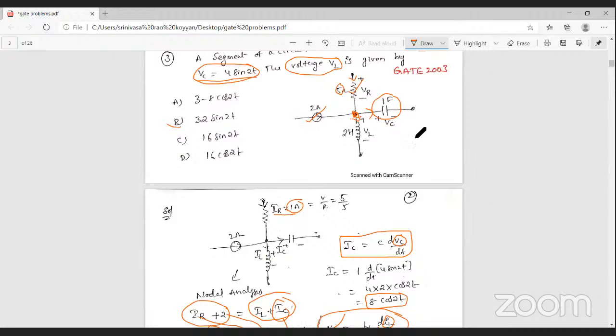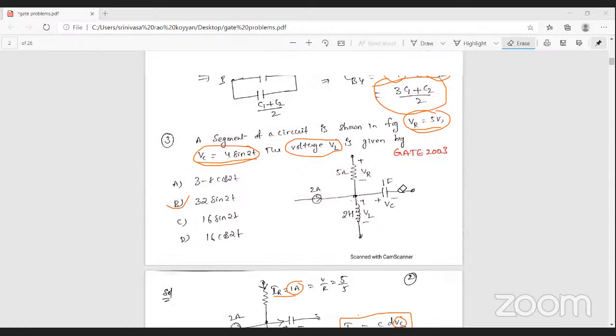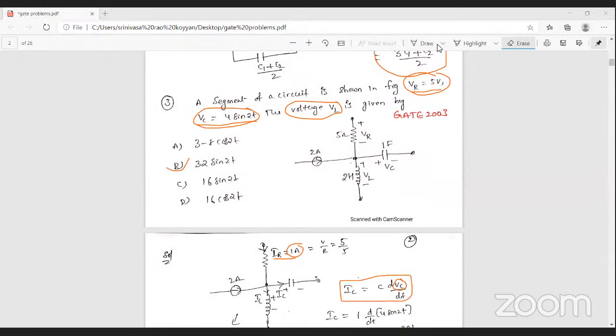Problem number 3. Are there any doubts in this problem? Are you understanding? Simply apply KCL at the node, then you can get the answer. So, next one.